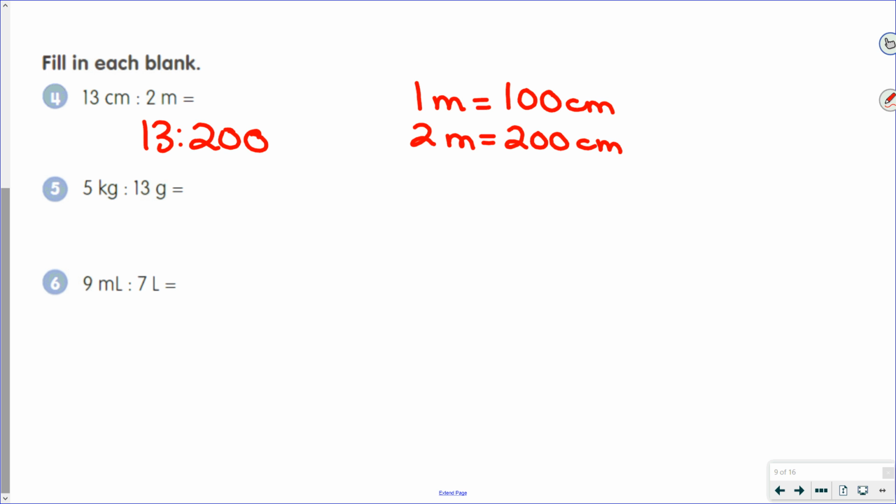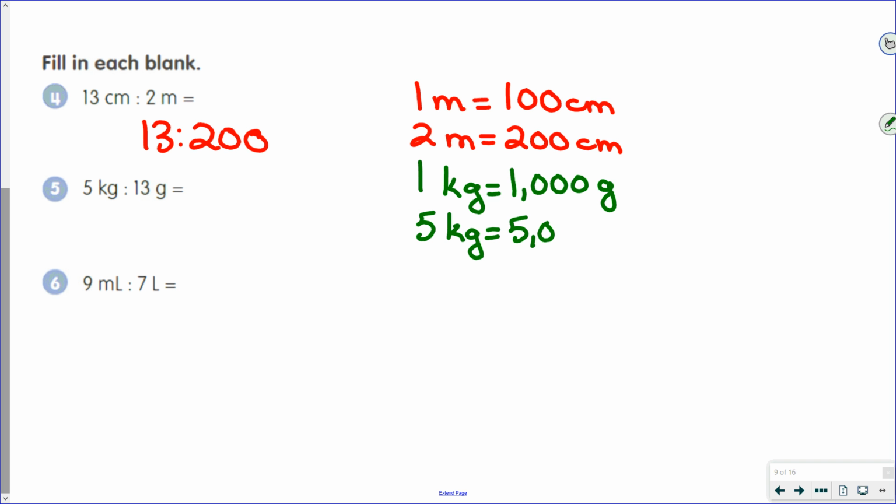For number 5 here, I have 5 kilograms to 13 grams. So I know that 1 kilogram is equal to 1,000 grams. So my 5 kilograms would be equal to 5,000 grams. So my ratio would be 5,000 to 13.